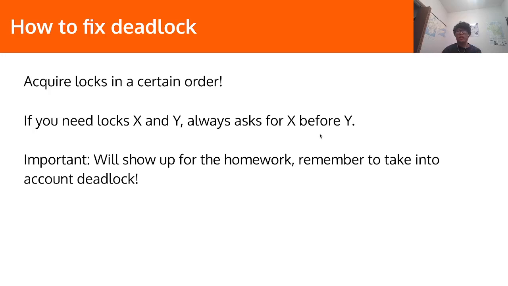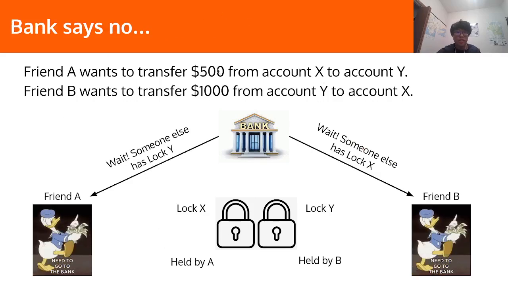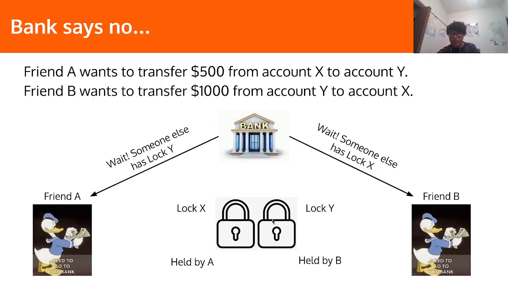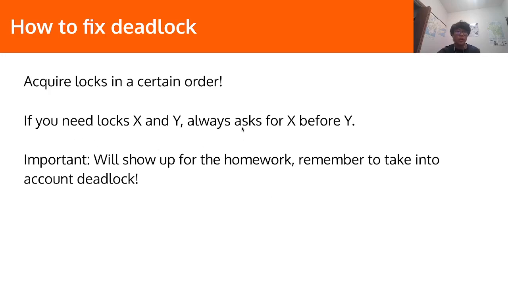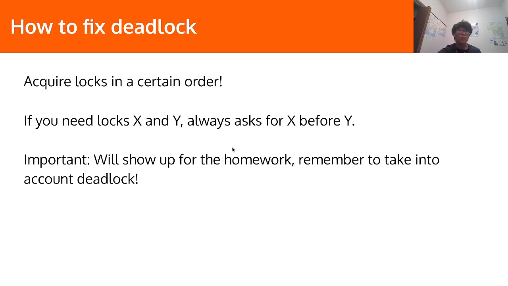Or let's say friend A needs to acquire logs 1, 2, 3, 4, 5, and friend B also needs to acquire logs 1, 2, 3, 4, 5, right? So we have to make sure that in both threads you always ask for the logs in the order of 1, 2, 3, 4, 5, and this will prevent deadlock, right? And this will actually show up for the homework. For the homework, we'll have a test case that tests for deadlock, and it's basically exactly the same example as in this lecture, where we have a transfer from one account to another. So as long as you follow the rules where you acquire the logs in a certain order, like the smaller number first or the smaller letter first, you will not get into deadlock.